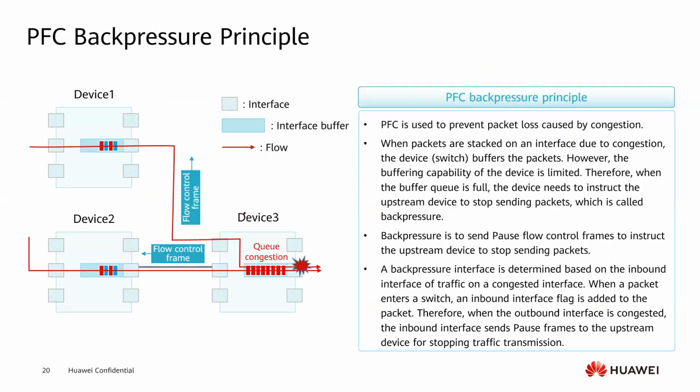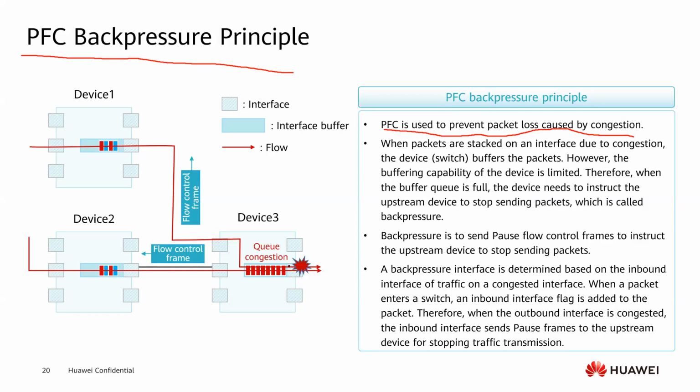Okay. This picture shows more about the PFC packet pressure principle. Let's say here PFC is used to prevent packet loss caused by congestion. When packets are stacked on an interface due to congestion, the device buffers the packet.